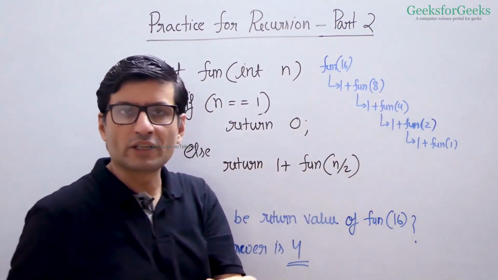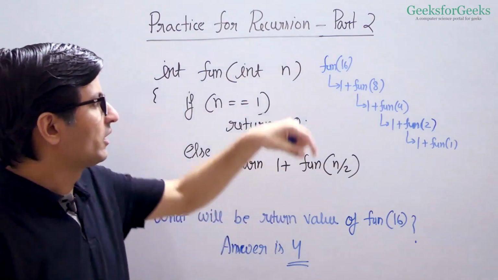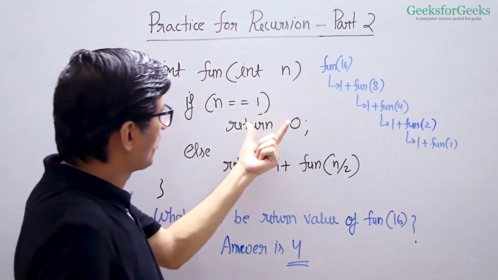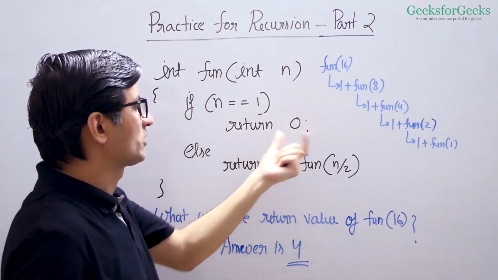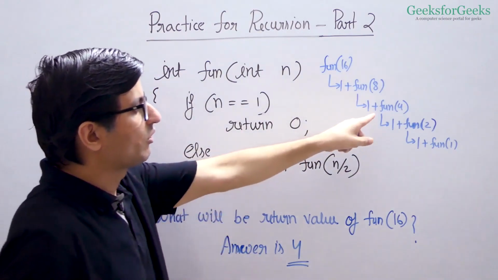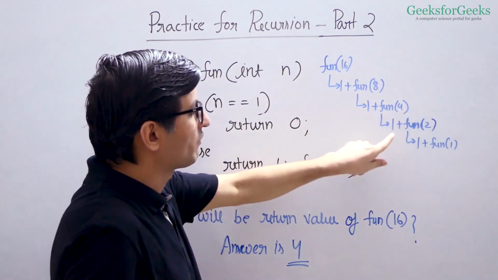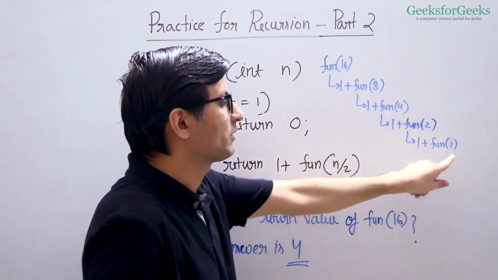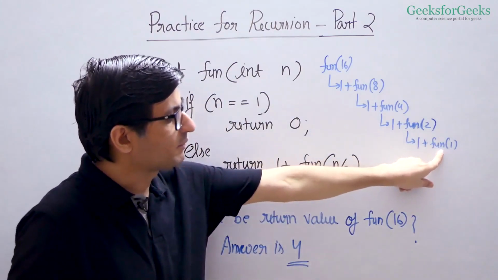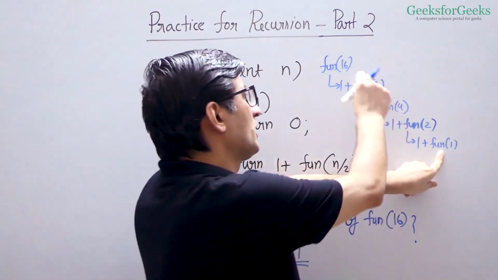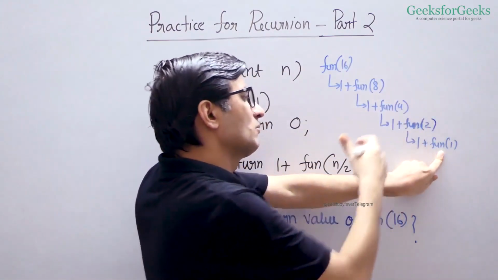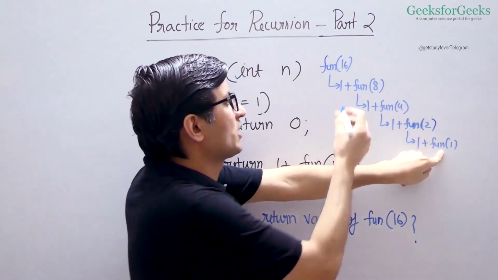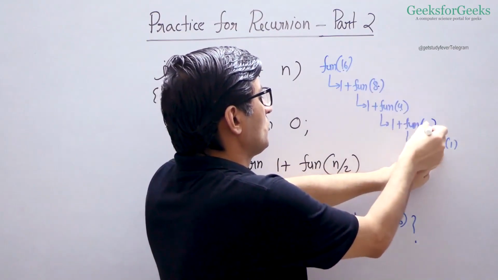When you call for fun 8, it's a function call and it's going to begin the execution from here again, and it's not going to fall into the if condition because it's not 1, so it's going to call 1 plus fun 4, and fun 4 is going to call 1 plus fun 2, and then fun 2 is going to call 1 plus fun 1. When these calls happen, all these functions are in the function call stack waiting for their child calls to finish, right? So your function call stack now contains 16, 8, 4, 2 and 1.